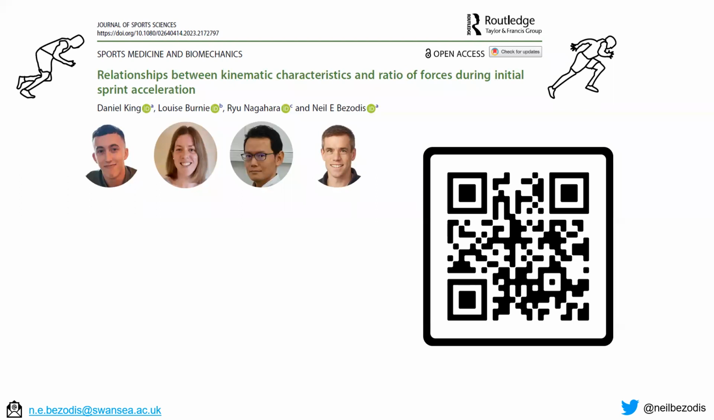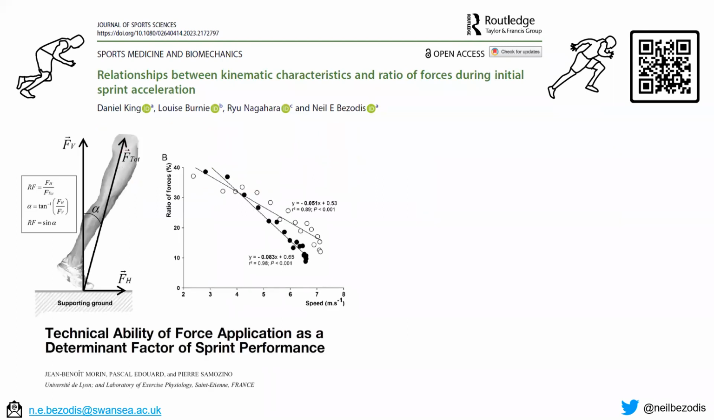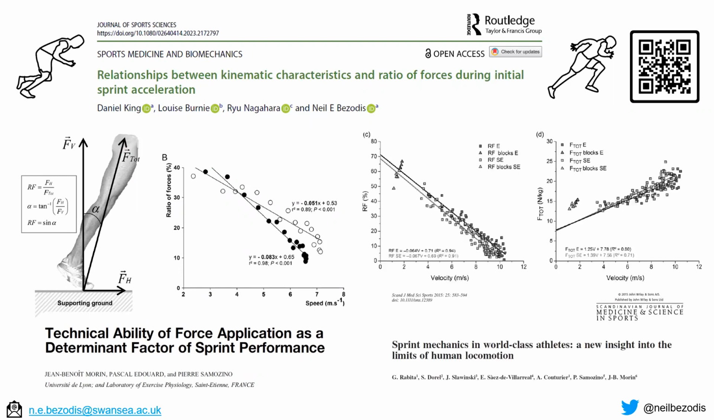Just as a brief bit of background, if you're not familiar, we know from lots of work that ratio of forces, which is the orientation of the ground reaction force vector in the sagittal plane, as you can kind of see here from J.B. Morin's early work, is important for acceleration performance. And there's a nice study from Robita and colleagues which shows that it's this orientation of the force vector rather than its magnitude which separates the elite from the sub-elite sprinters during acceleration.